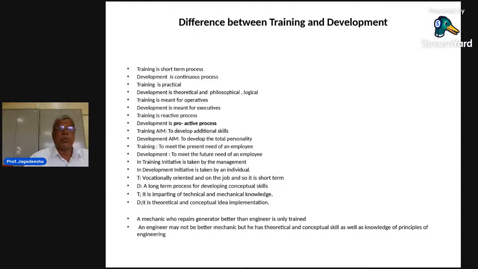What are the differences between training and development is a question. Let me tell you, ladies and gentlemen, probably I must have forgotten to tell you, the word training is derived from one particular word called train, you know.